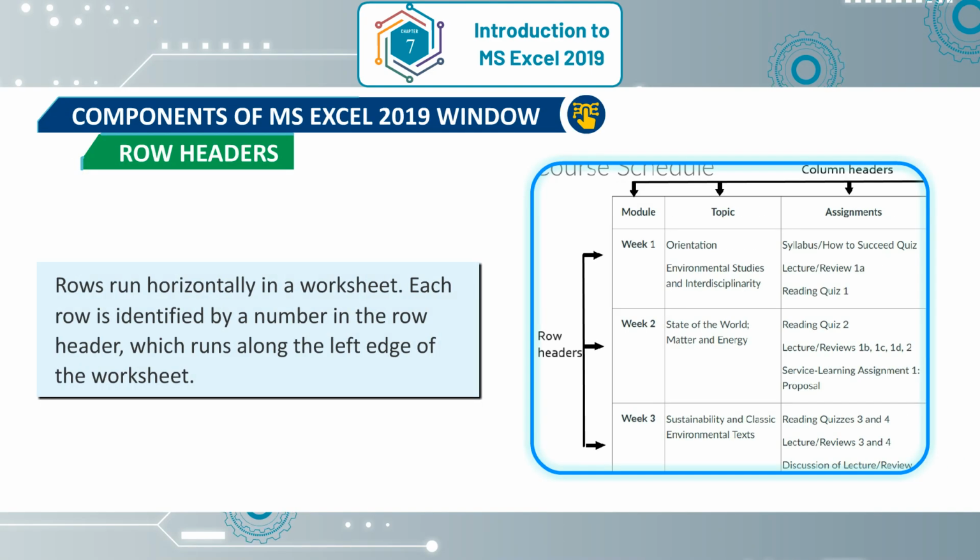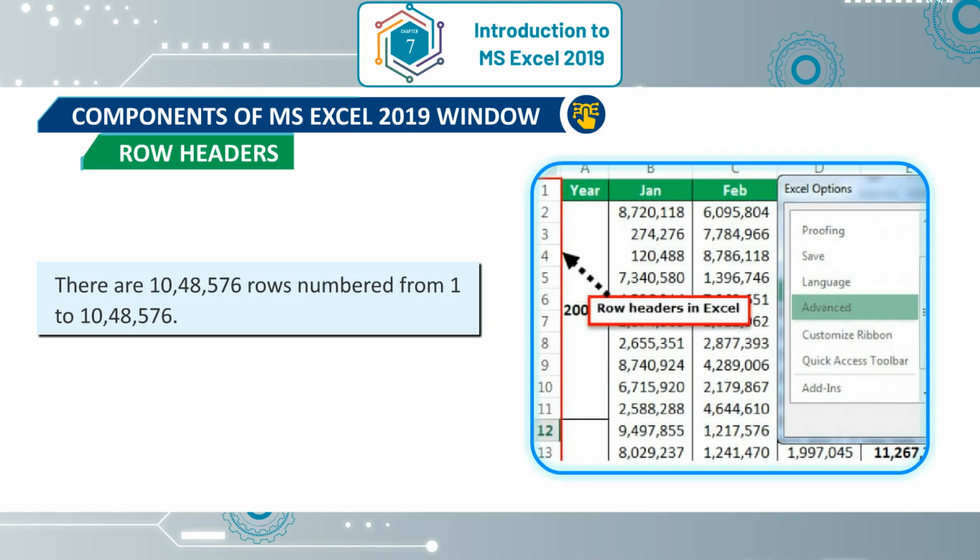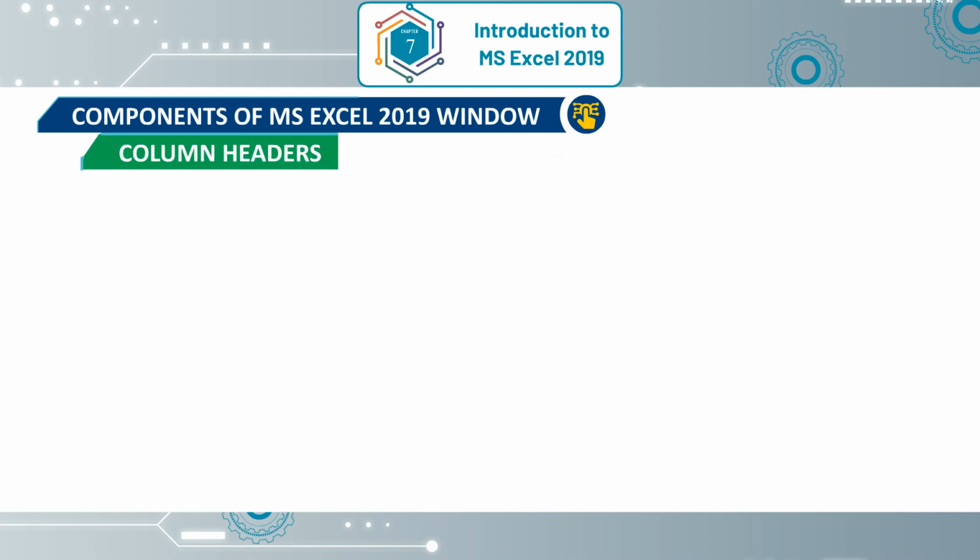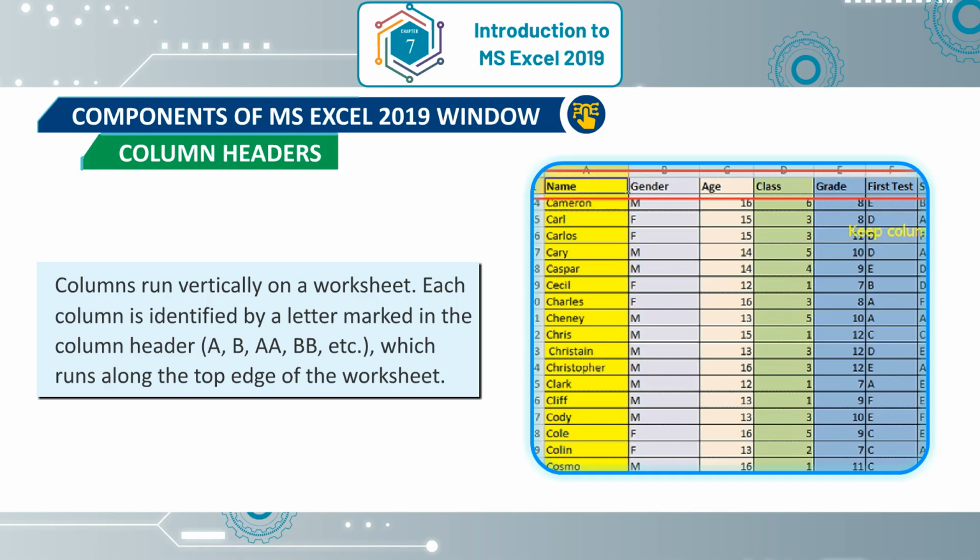Row headers. Rows run horizontally in a worksheet. Each row is identified by a number in the row header, which runs along the left edge of the worksheet. There are 10,48,576 rows numbered from 1 to 10,48,576.